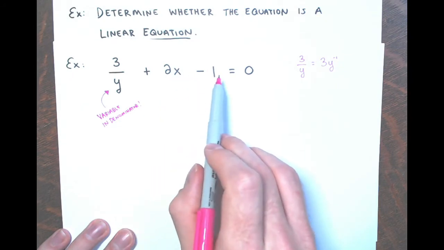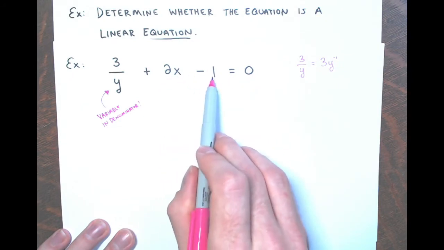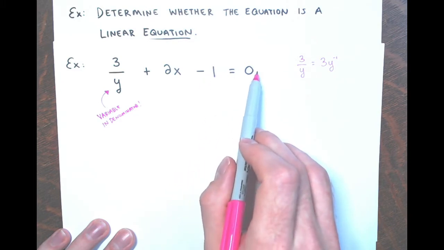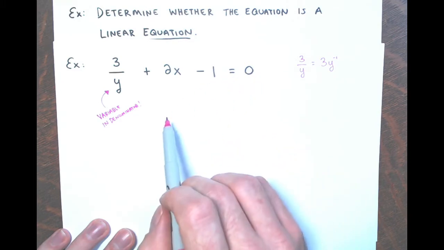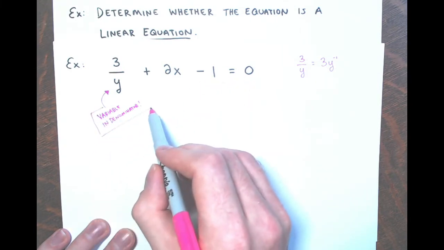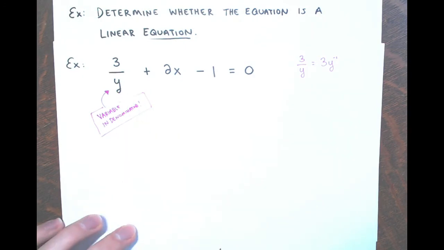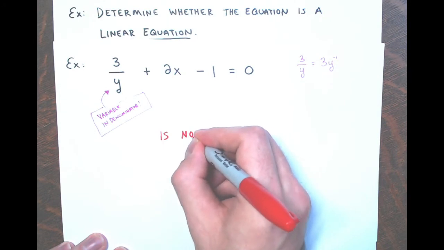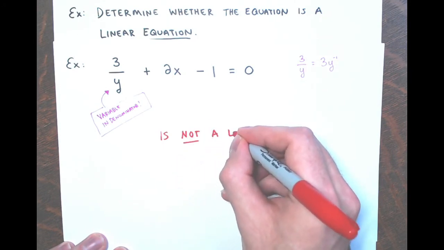I mean, the other two terms look fine, right? It's a number times a variable. Here's the constant term, the term without a variable, and here's another one, but I could just add 1 to put it over here. Put all the constants on one side. But again, big problem here. Variable in a denominator. This is not a linear equation. I cannot express this in that form from the definition. So I simply say that, right? This is not a linear equation.